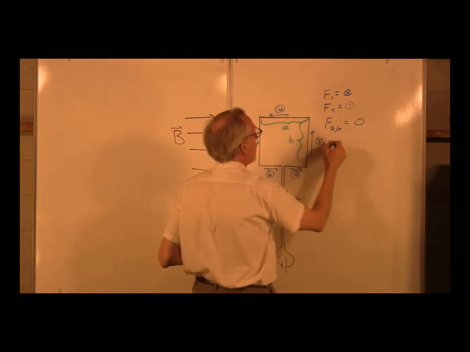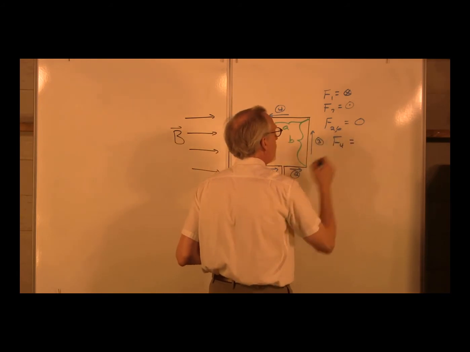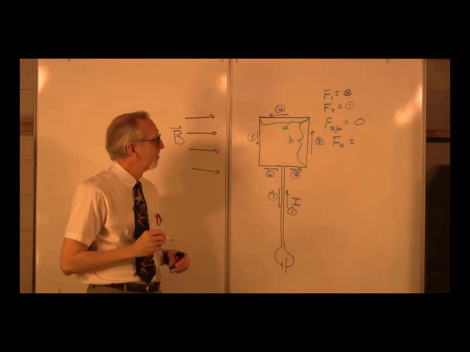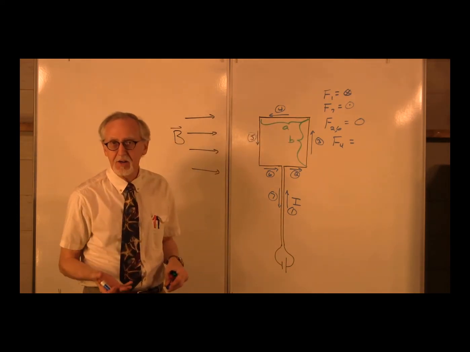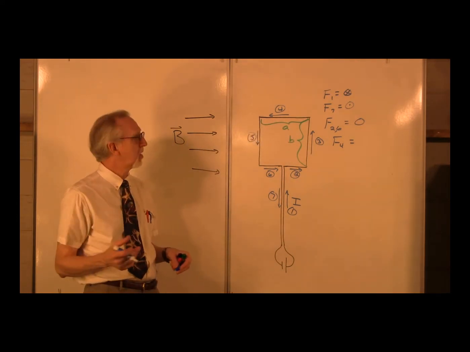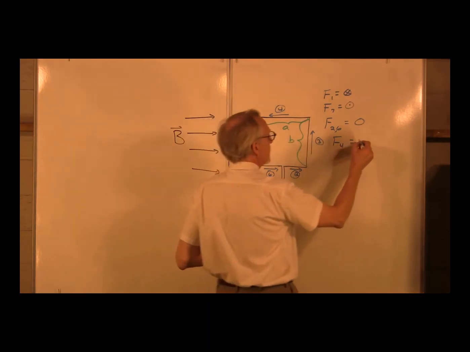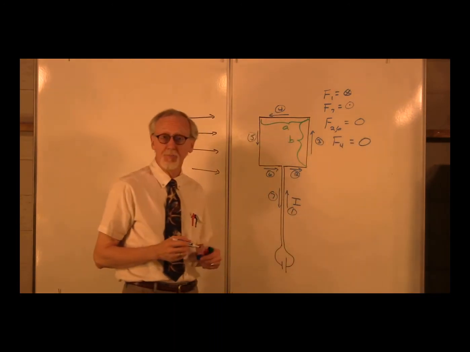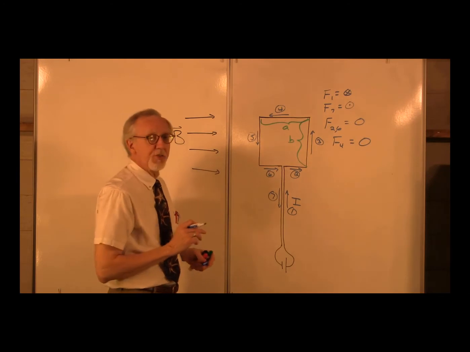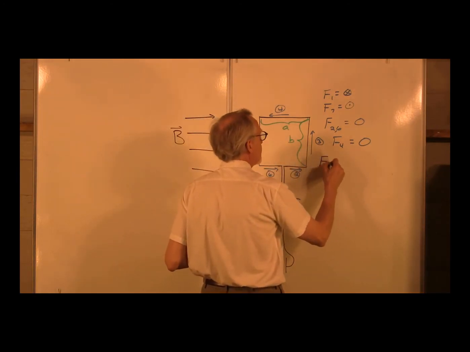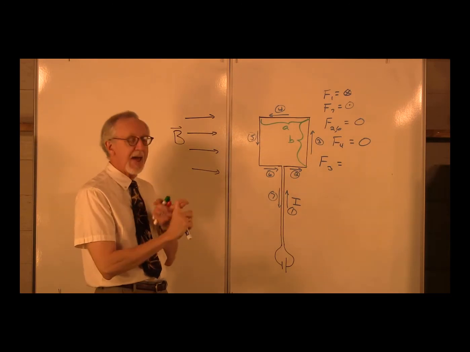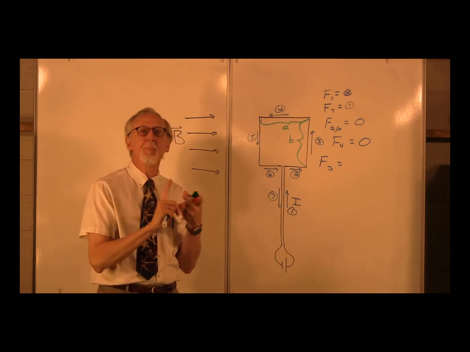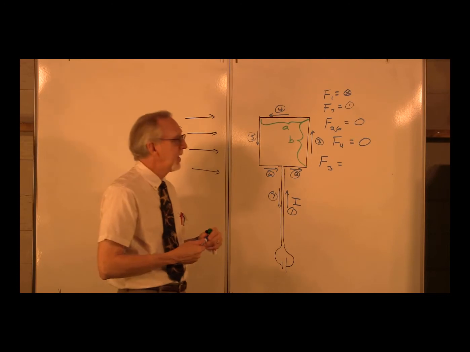What about section 4? What's the force on section 4? What's the angle between I and B? It's 180 degrees. Sine of 180 is 0. Again, the force on section 4 is 0. What about section 3? The force on section 3. What is that? Well, the magnitude of the force will be ILB sine theta. I is the current.